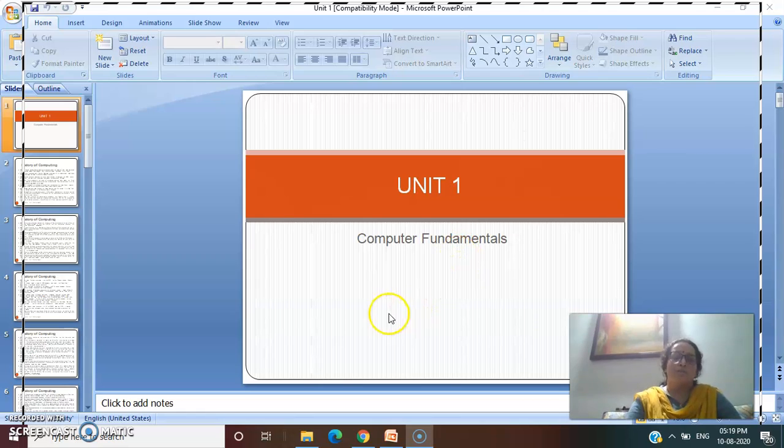Okay, so we will study about all types of software in details in unit number 4. Then in unit 5 we will talk about the operating system and internet. What is an operating system? The basic definition of operating system is that operating system acts as an interface between the user and the computer. It acts as an interface.